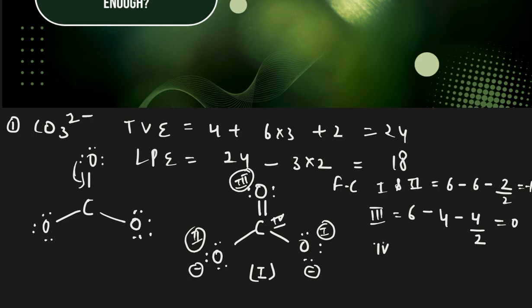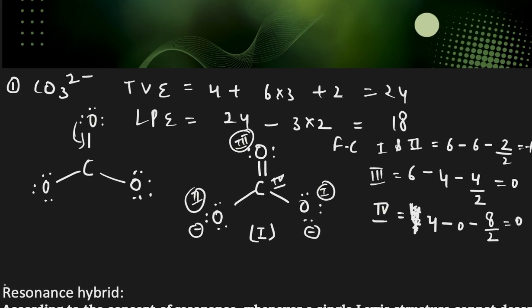And then the fourth atom, that is carbon. So in case of carbon, 4 electrons are there in the valence shell. So it is 4 minus, there are no lone pair, minus 0, minus how many bonds are there? 1, 2, 3, 4. 4 into 2, 8. 8 divided by 2. So this is 0. So this carbon also doesn't have any charge.